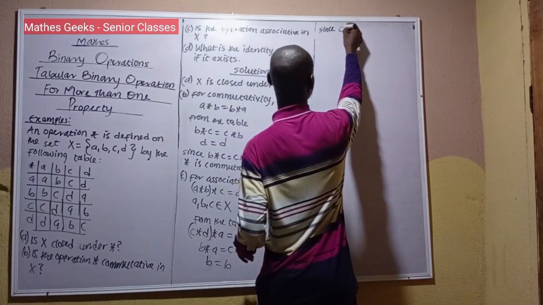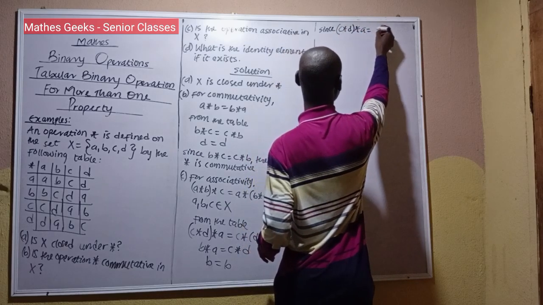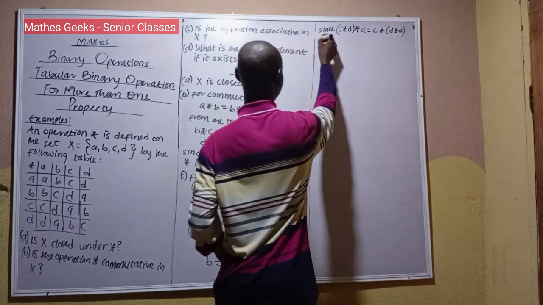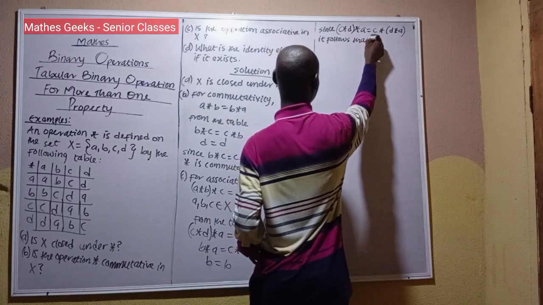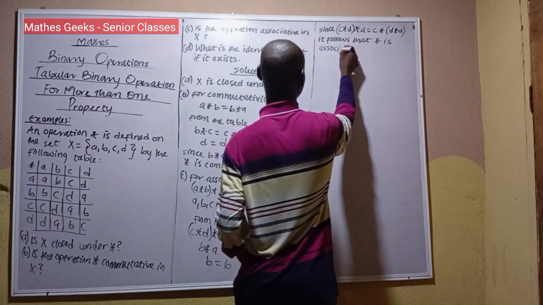So since C star D star D is equal to C star D star D, it follows that star is associative.